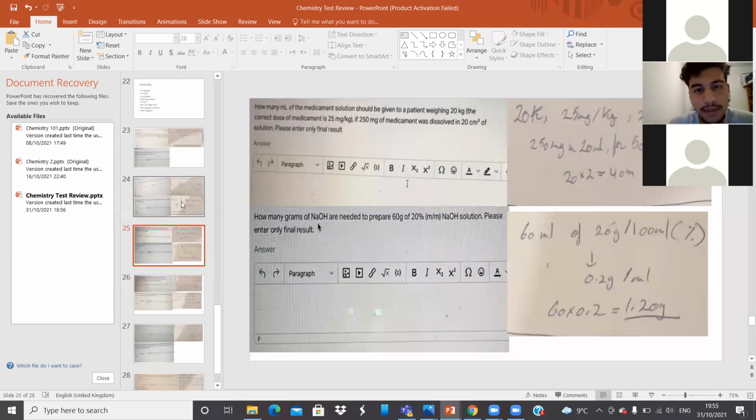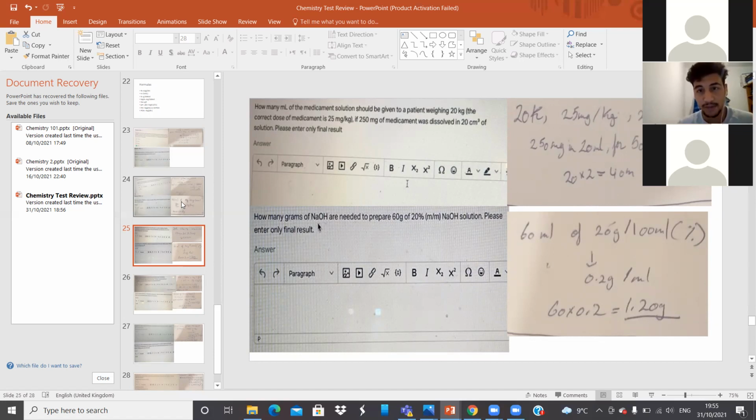Next question: how many milliliters of medicament solution should be given to a patient weighing 20 kilograms? That is a child. The correct dose of medicament is 25 milligrams per kilogram. Okay, straight away, 20 kilograms and 25 milligrams per kilogram.